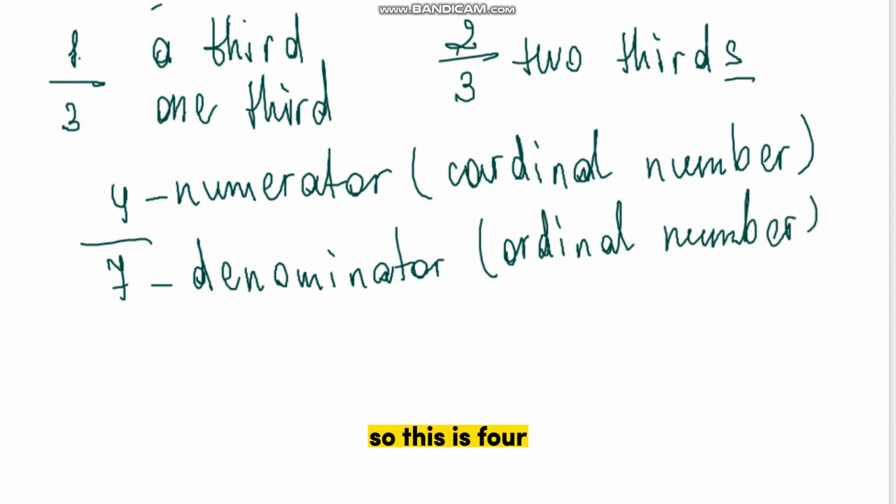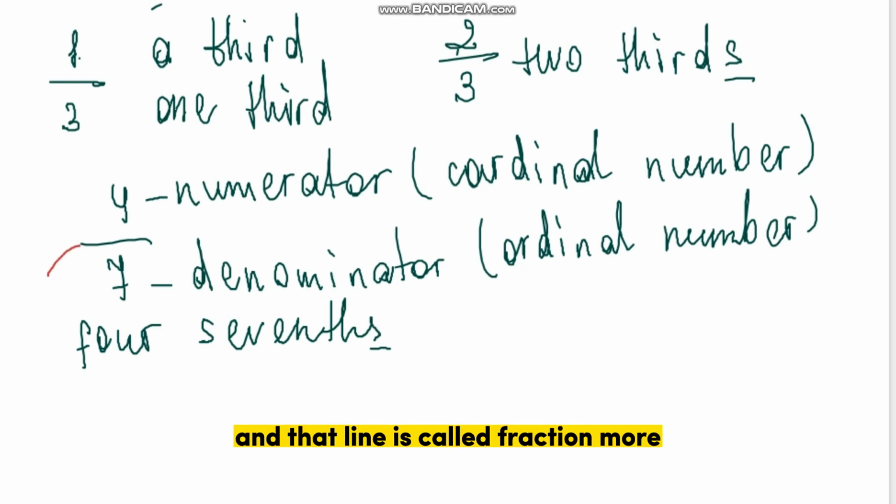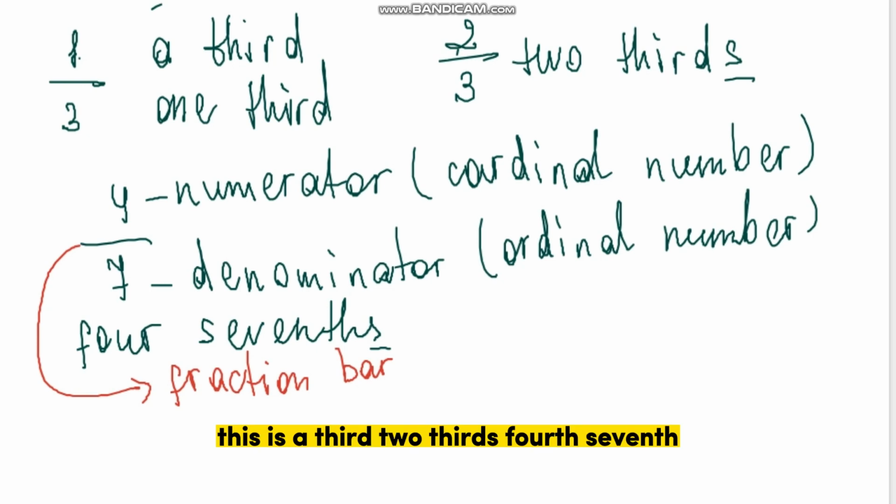So this is 4 sevenths, with an s because there are 4 of the sevenths. And that line is called the fraction bar. So this is 1/3, 2/3, 4/7.